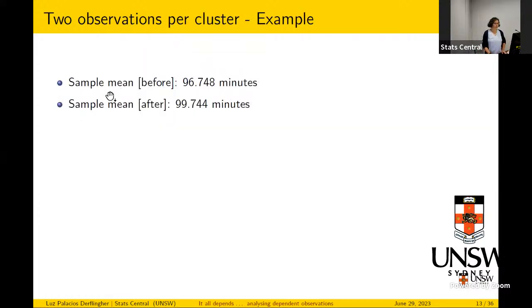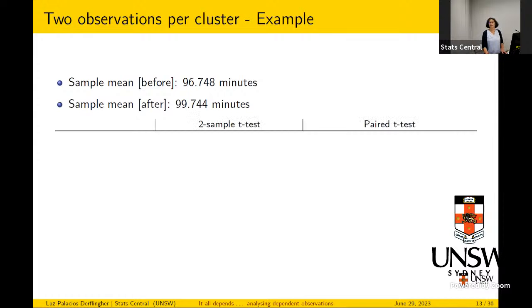So we calculate the sample mean of before, 96.74 minutes, and the sample mean after, 99.74 minutes. And here what I'm going to present is what happens if we analyze the data as if it were independent, so if they were not paired. That would be the 2 sample t-test. And what happens if I use the paired t-test? The paired t-test takes into account that we have repetitions within a subject. The 2 sample t-test doesn't. It assumes that they're completely independent.